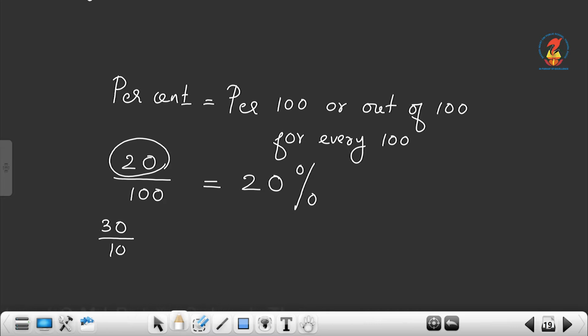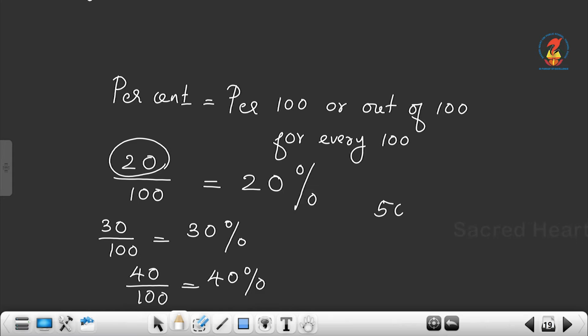30 by 100 we can write as 30%. 40 by 100 means 40%. Out of 100 it is 40. So 40%. And suppose the percentage is given as 50%. What is meant by 50%? Out of 100 it is 50, so 50 by 100. And we can reduce it to the lowest form. 50 by 100 we can write as 1 by 2. So the corresponding fraction is 1 by 2.